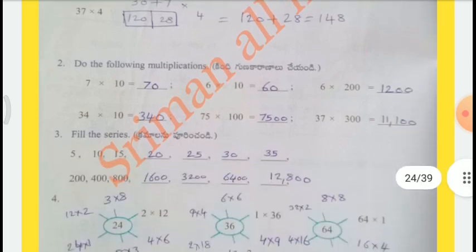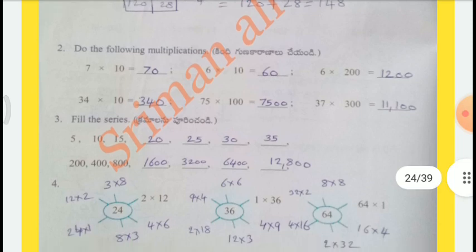Do the following multiplications. 7 into 10, 70. 6 into 10, 60. 6 into 200, 1200. 34 into 10, 340. 75 into 100, 7500. 37 into 300, 11,100.